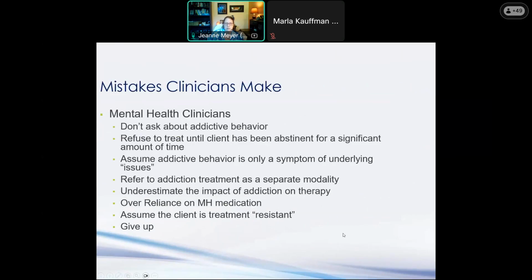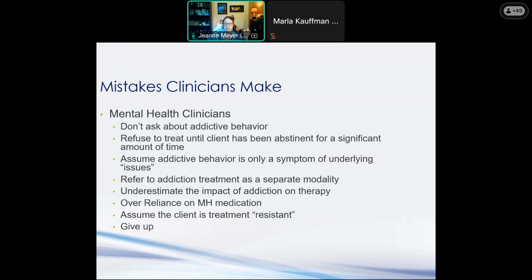And then mental health clinicians, we don't ask about addictive behaviors. In the same way that addiction professionals do not want to talk about trauma because it might be a trigger, mental health clinicians don't want to talk about addictive behavior because they don't want it to be a trigger, or they don't think it's important. Sometimes they refuse to treat until a client has been abstinent for a significant amount of time. They assume addictive behavior is only a symptom of underlying issues or trauma.